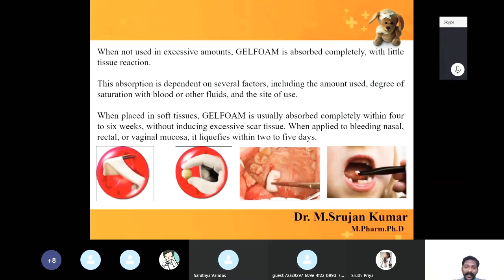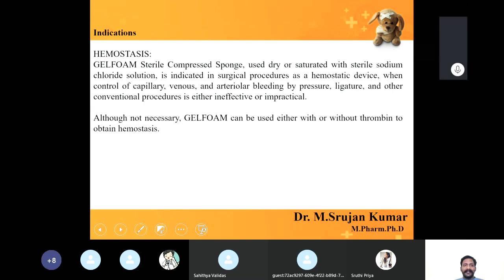So here you have 4 images. The first image talks about your absorbable gelatin sponge, present in the form of a sheet. The second image talks about the gel foam in the form of powder. And the third and fourth images are in the case of your dental procedures, where you will be using this absorbable gelatin sponge to absorb the excess fluids, or to prevent blood loss. Okay, so moving on to the next slide. So indications, next is indications.